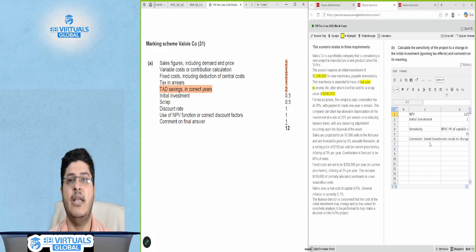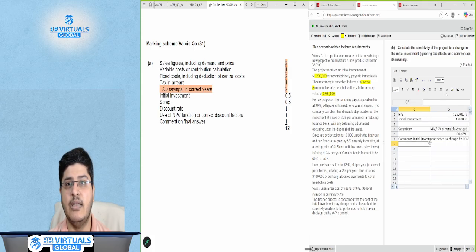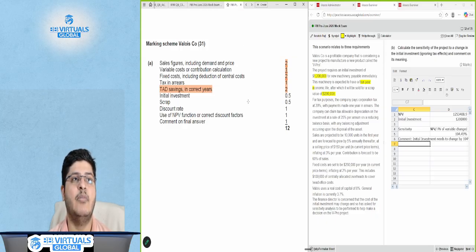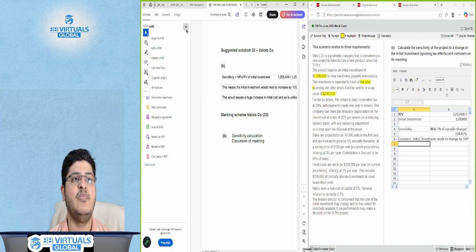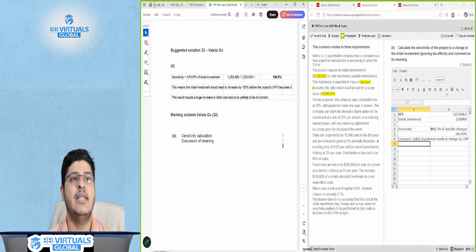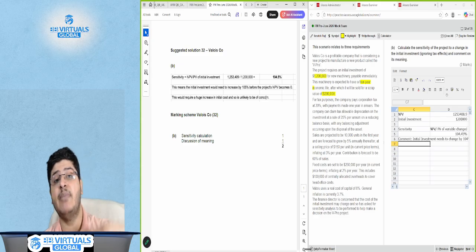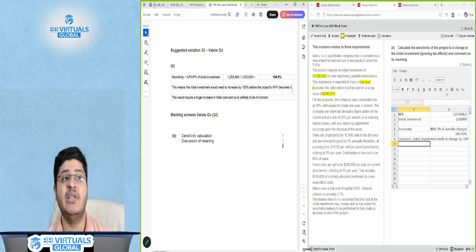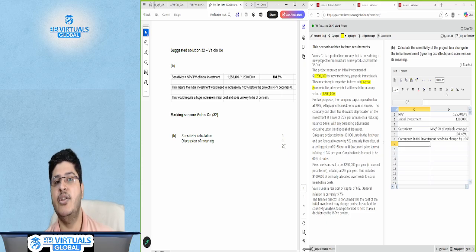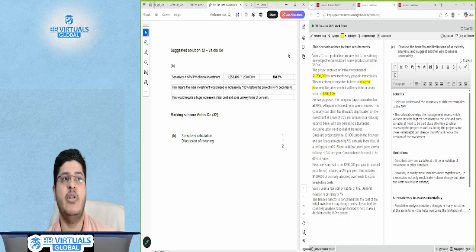Next one was very simple and quick. Let us see the solution and let us see the breakup of the marks. I'm 100% sure the breakup would be 1 mark calculation and 1 mark on comments. What are they saying? They are saying sensitivity is 104%, basically NPV divided by present value of initial investment. This means the initial investment will need to increase by 105% before the project's NPV becomes 0. Put an interpretation, this would require a huge increase in the initial cost and hence unlikely. Okay, 1 mark calculation, 1 mark discussion. Super simple. Okay, moving to the next one.